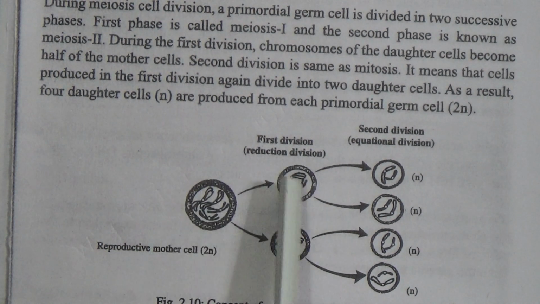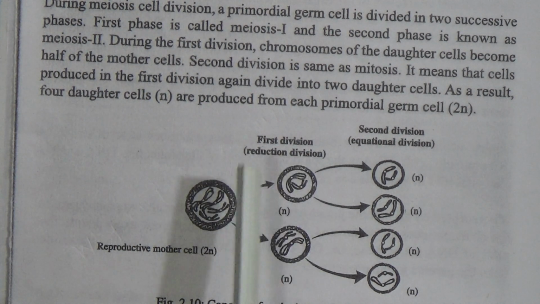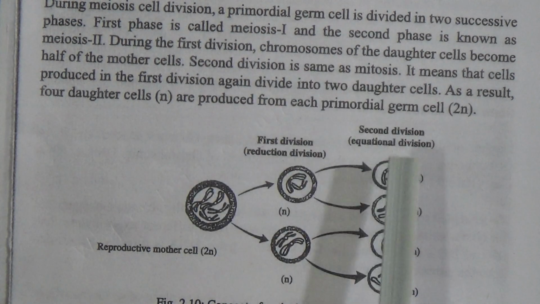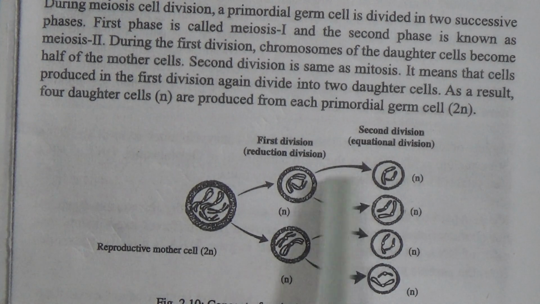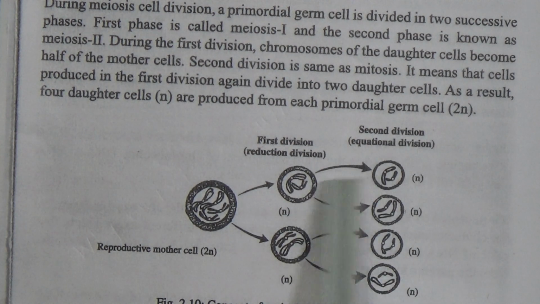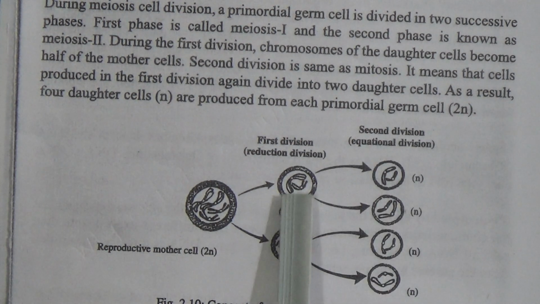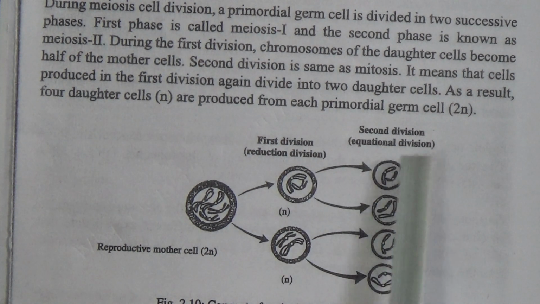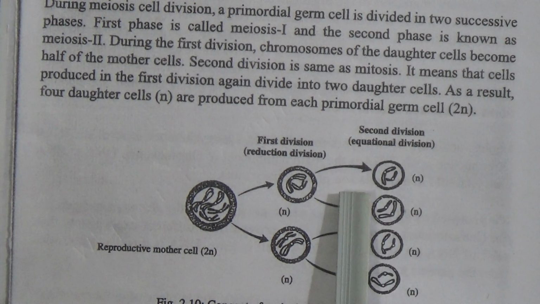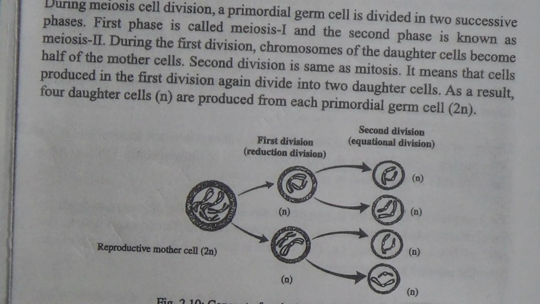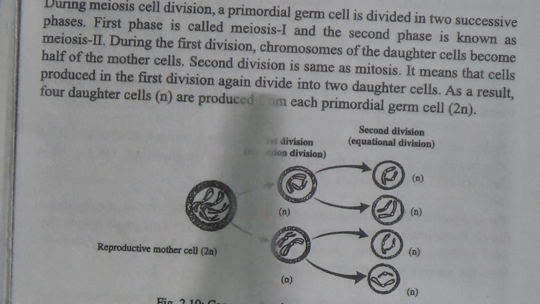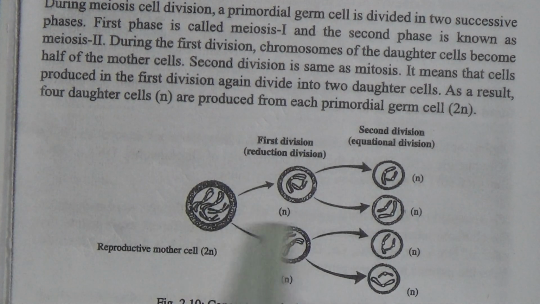See here, 1 mother cell and here 2 daughter cells. That means after the first division, the chromosomes of the daughter cell become half of the mother cell, and in the second division, same as mitosis, the cells produced in the first division again divide into 2 daughter cells. In the second division, from each cell again 2 daughter cells are produced, and that means in the end there are 4 daughter cells produced, and as a result 4 daughter cells are produced from each primordial germ cell. My dear students, I hope all of you have understood this meiosis cell division.